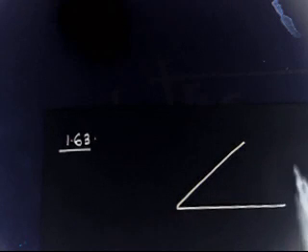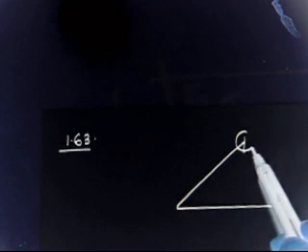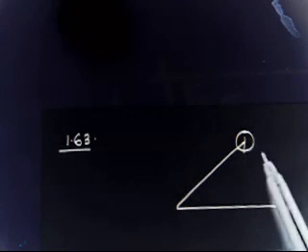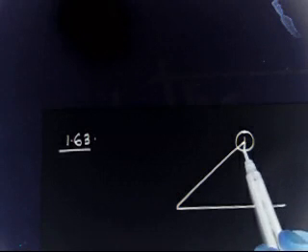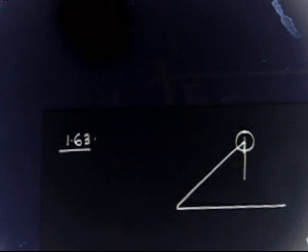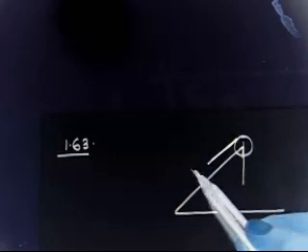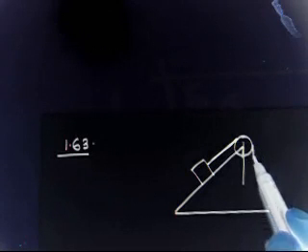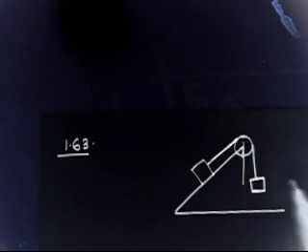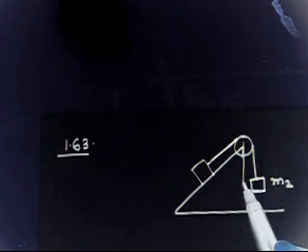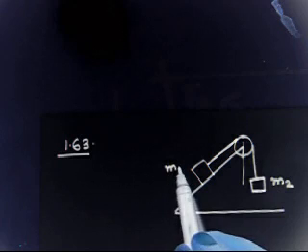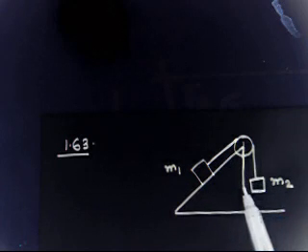So we have an inclined plane, something like this, and here we have a pulley. This pulley is basically attached to this inclined plane. Now there is a mass on this side, mass m1, and there is another mass attached on this side. This is mass m2. Let us make this perfectly something like this.